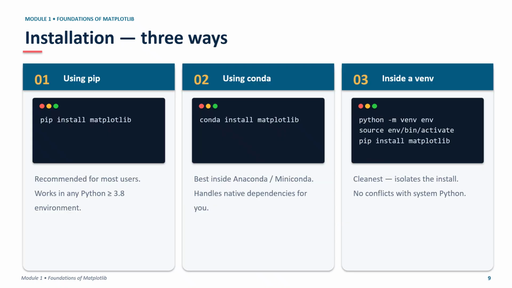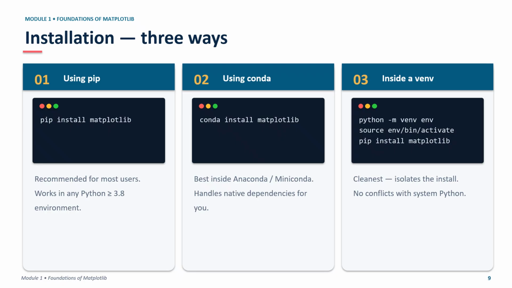Before we use Matplotlib, let us see how to install it. There are 3 ways of installing it. Method 1 is using pip, method 2 is using conda, and method 3 is using the virtual environment. First, using pip, we give the command pip install matplotlib. This works with Python version 3.8 or newer.